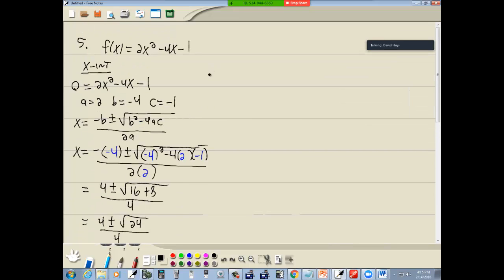Okay, now our y-intercept. We plug in x equals 0. You always plug in 0 for the other variable. Now remember, f of x is the same as y, so this says y is equal to 2 times 0 squared minus 4 times 0 minus 1. And so then that gives us negative 1.